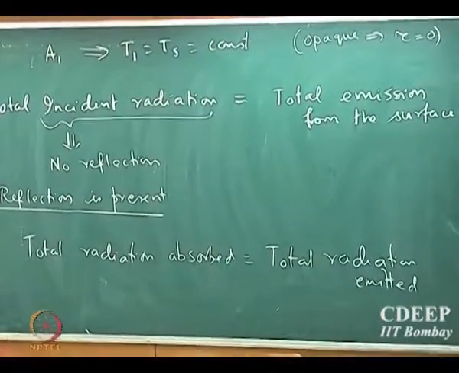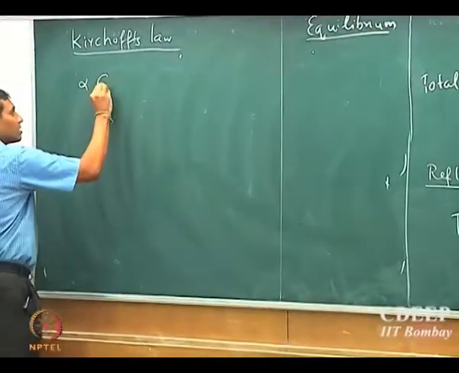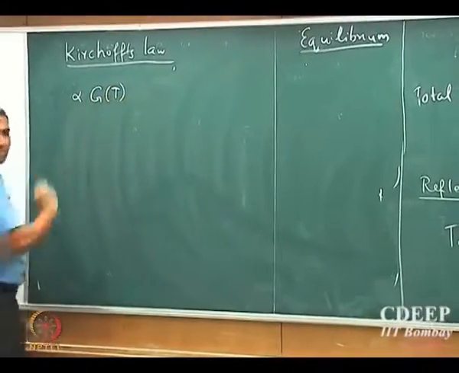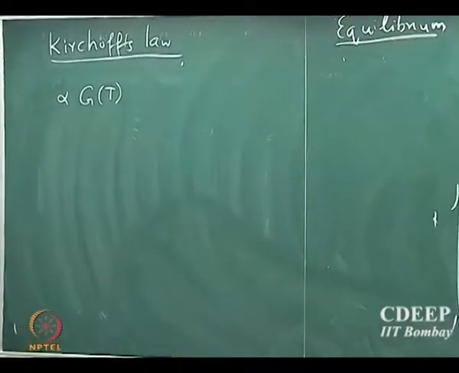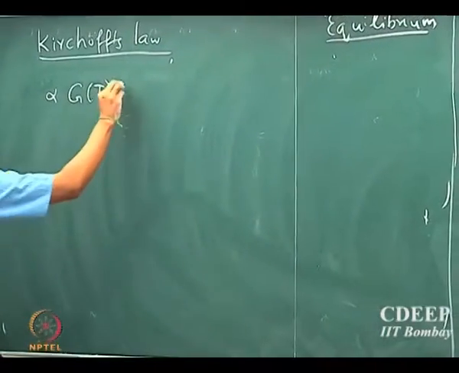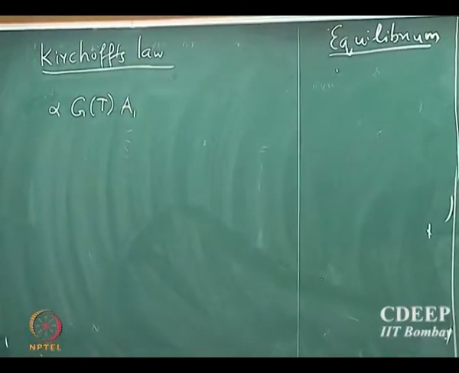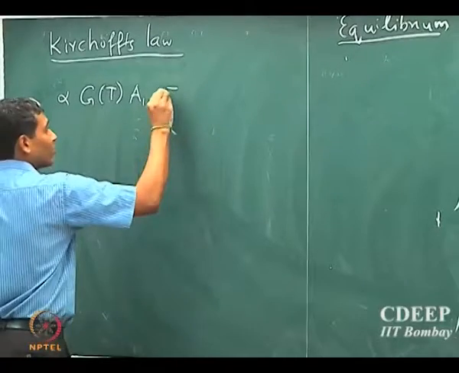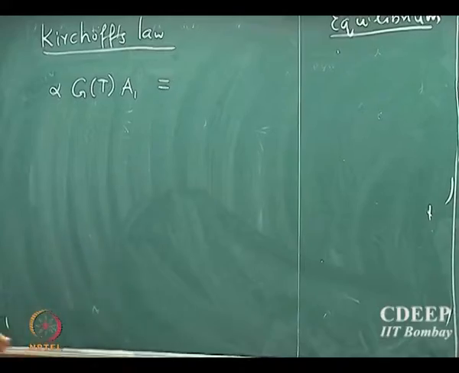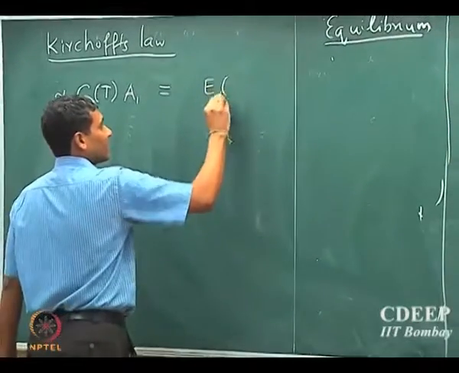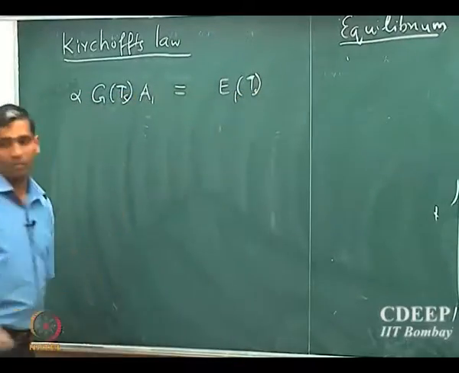We defined a quantity called absorptivity. So absorptivity multiplied by the total incident radiation. Note that G is defined as an incident radiation flux, so you have to multiply it by the surface area of the receiving surface. That should be equal to the total amount of radiation that is emitted, so that will be E1 of T, whatever is that temperature Ts.